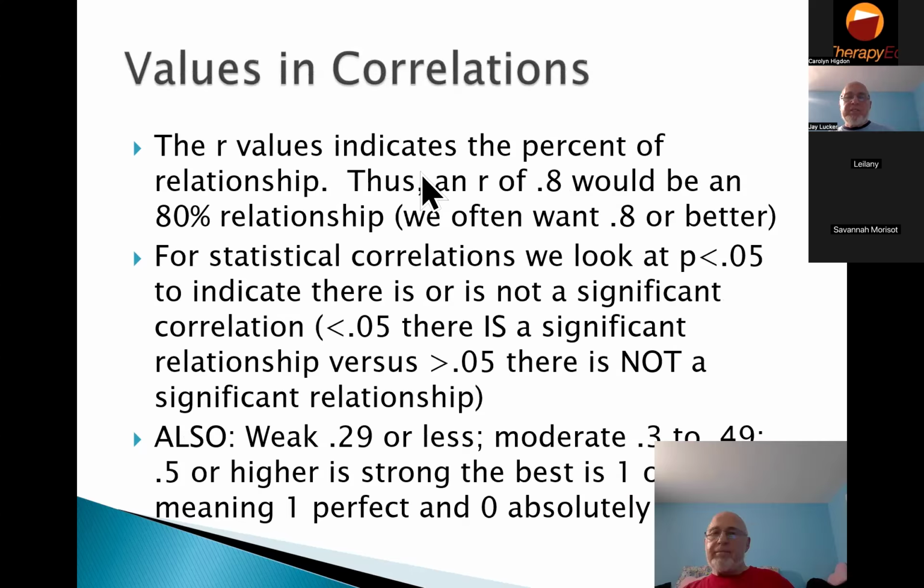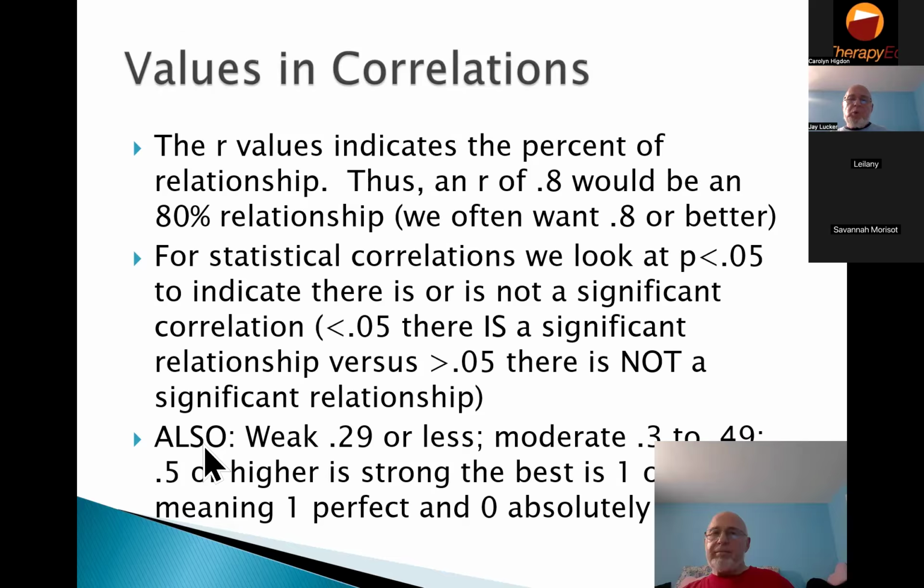Values and correlations. Okay. Thus, a relationship of 0.8 would be an 80% relationship, right? Well, that's what we want. We typically would love to have, when there's correlations, at least an 80% relationship. But even though they're not significant, we can say, so what does it look like?